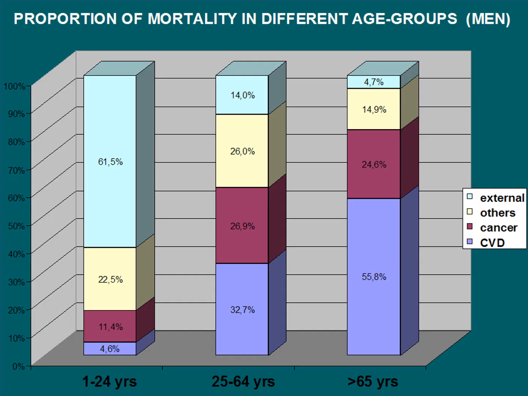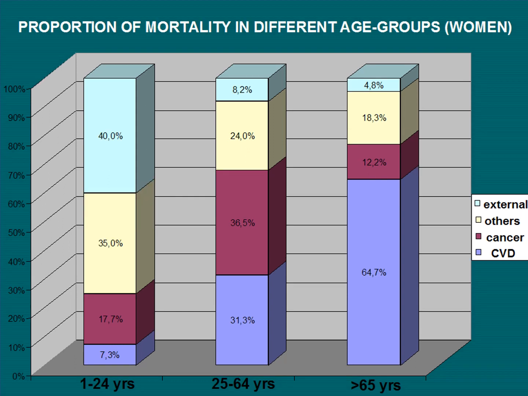If you have a look at that, you can see this is the proportion of mortality in different age groups, and it's about the men. In 1 to 24 years, it's 4.6%. That's the mortality, and 32.7% in 25 to 64. And in more than 65 years, it's 55.8% in men, the mortality due to cardiovascular diseases. So there's a steep rise from the young age to the old age. When we compare it to the females, we also see more or less a similar pattern. There's also a rise in the mortality rate age-wise, from lower age groups to the higher age groups.